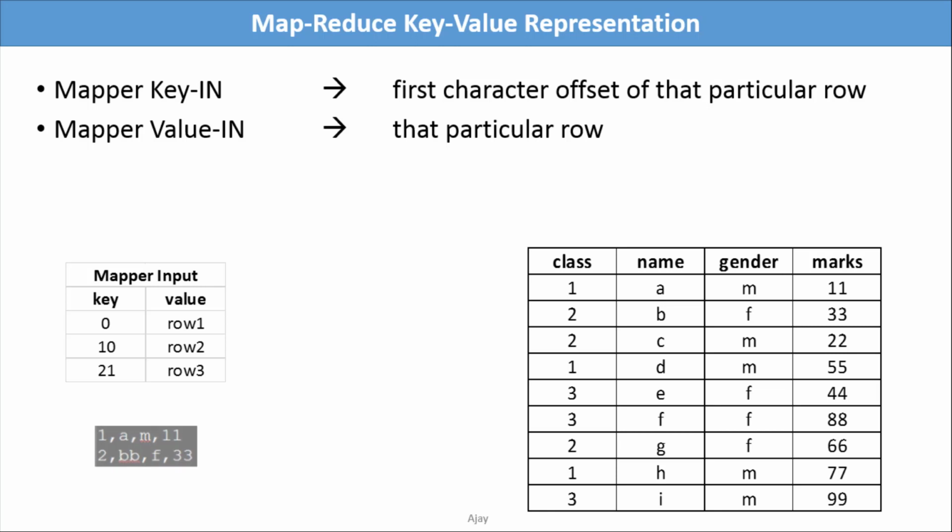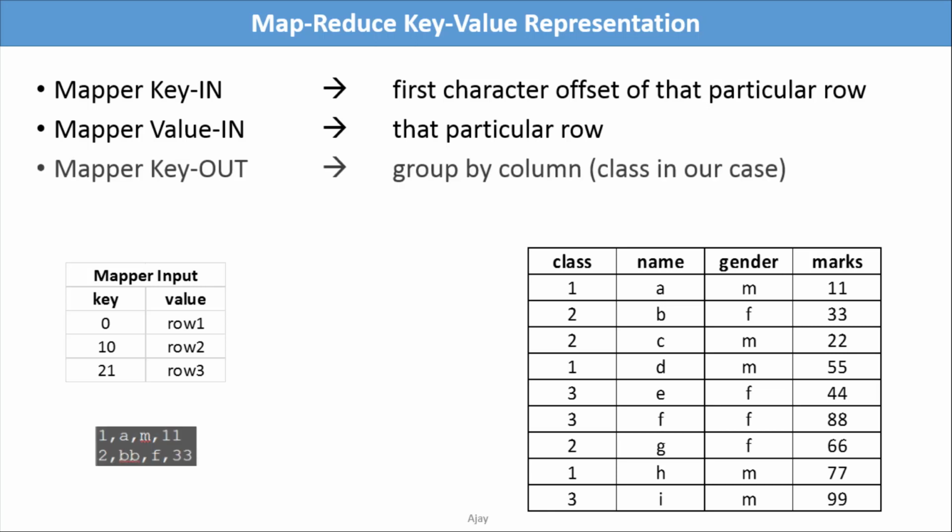Now if you count the total number of characters in the first row, you will find 8 characters. At the end of the line, there is a new line character, which makes a total of 9 characters in the first row. So the first character offset of the second iteration is 10. And since there are another 10 characters in the second row, the first character offset of the third iteration is 21, and so on.